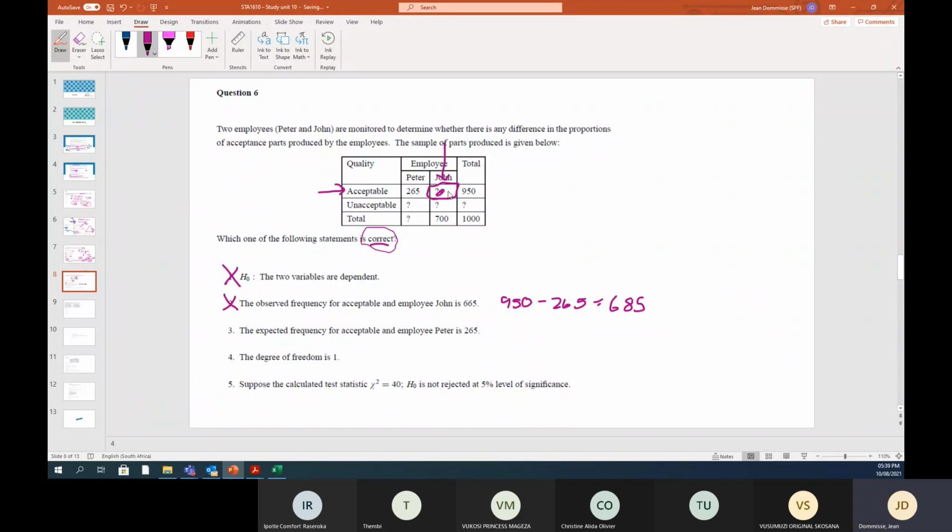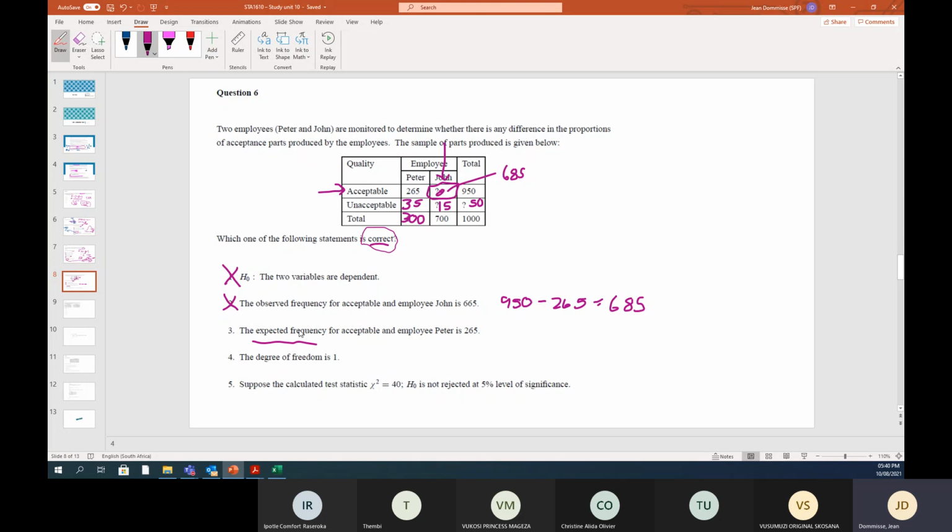So let's just quickly see. If that is 685, if that is 1000, that is 950, that value should be 50. If that is 685, this is 700, this value is 15. If that is 1000, that is 700. Employee Peter is 300. And if that is 300 and that is 365, unacceptable will be 35. And then you can see 35 plus 15 equals 50 again. So let's just see the expected frequency of acceptable and employee Peter.